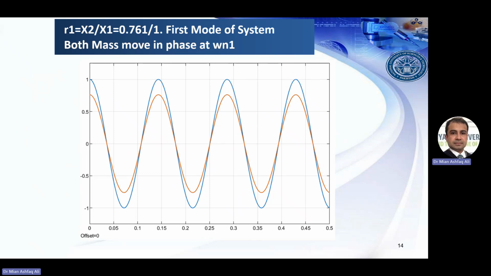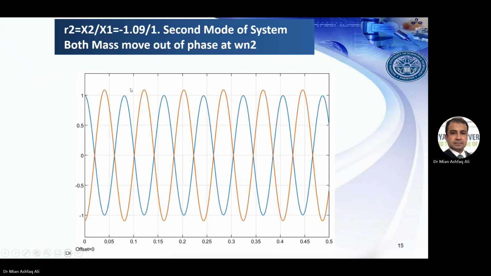Similarly, if we go to the next slide, okay, I'm actually using this for the first time. So this is the second mode. If I maintain the value of R2, then both M1 and M2 will go out of phase, and this will help us see the second mode of vibration, the second mode of the system.